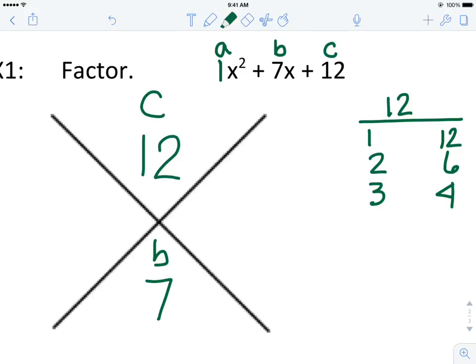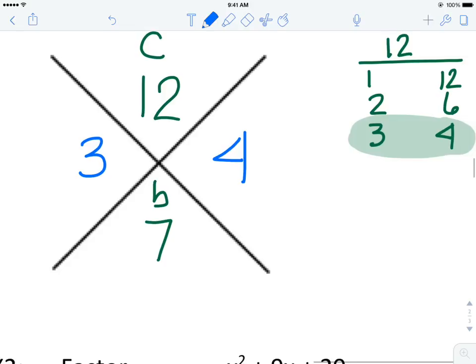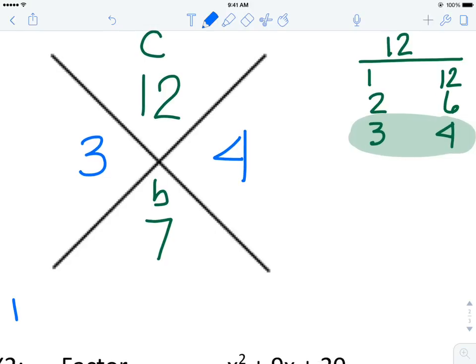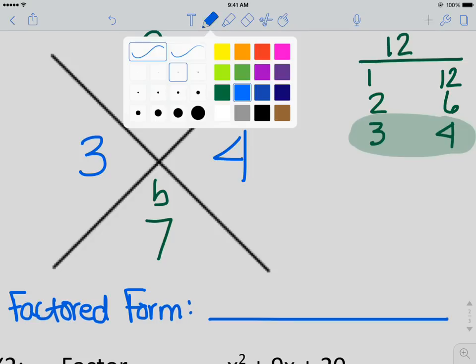So I need to see which set of these multiples multiplies to give me 12. I got that, they all do. But they also need to add to give me 7, which is that bottom number. So if I look here, I say that, whoa, I have 3 and 4. When I add 3 plus 4, I get 7. So now I know that on the side, I need to put 3 and 4. Those are the two numbers I'm looking for, and I'm going to put them into my final answer, into the factored form. So I'm going to write factored form so I know what I'm looking for right here.